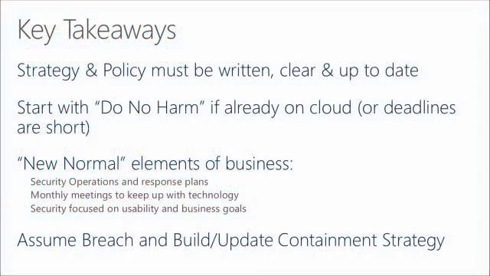So, in summary, the strategy and the policy really needs to be written down, has to be clear, it has to be up to date, it has to be usable. Start with do no harm. So if you're already on the cloud, or if your deadlines are short and you have to get on the cloud soon, start with that do no harm. Start with mitigating the administrative control. If you're doing IaaS or PaaS, make sure you have protections in place to make sure that intranet resources do not become internet resources inadvertently.